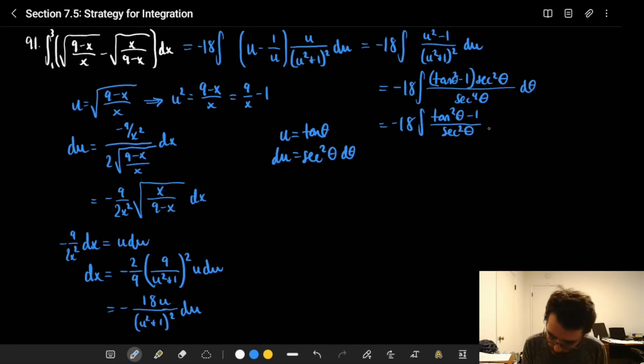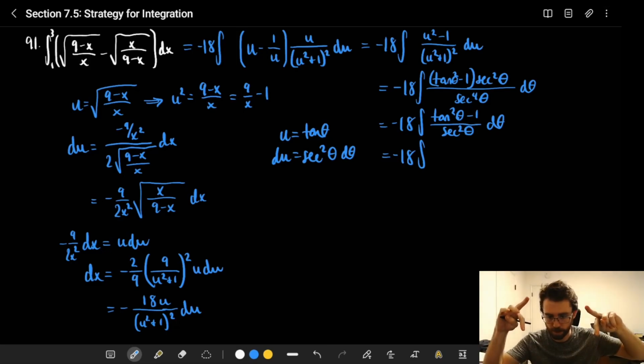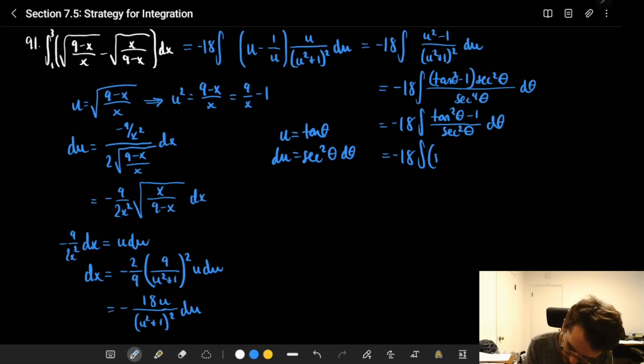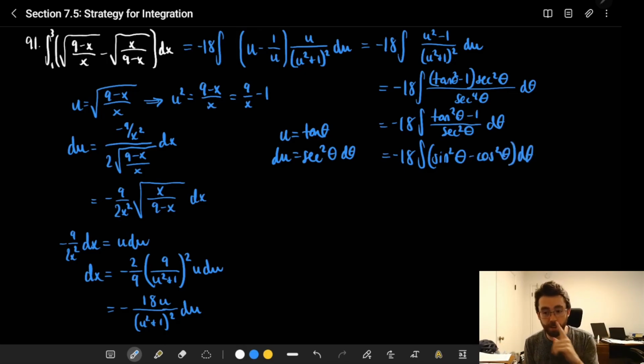Wow, okay, this works. Negative 18. Break it up into two integrals. Tan squared over secant squared is sine squared over cosine squared over 1 over cosine squared. The cosine squareds cancel. You get a sine squared. Minus 1 over secant squared is cosine squared. That integral is solvable.